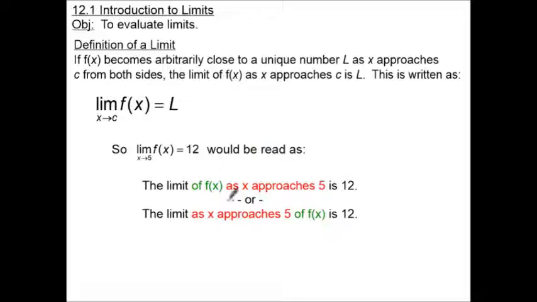Basically, you can see the green and the red. Those can be interchanged depending on how you want to read it. Some people like to say the limit as x approaches 5 first, the bottom one, of f of x equals 12, or quite honestly, I usually say the limit of f of x as x approaches 5, the top one normally. But it doesn't matter which way you want to read it.